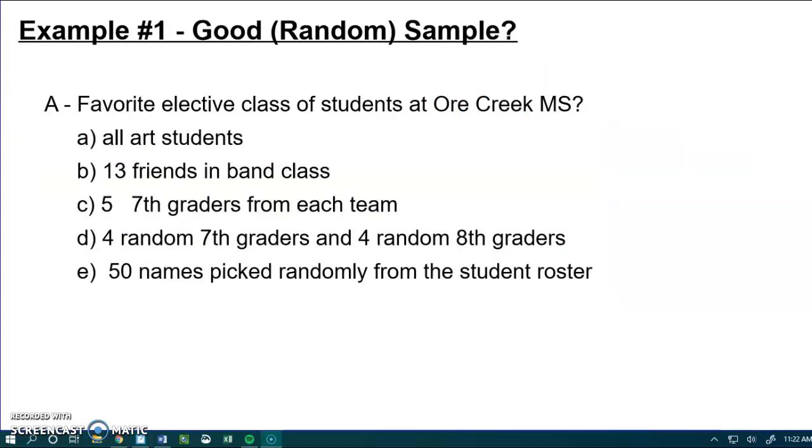Okay, so here you have 5 choices, and I want you to think about each of these 5 choices and pick the best sample, okay? So, let's say you wanted to find out what the favorite elective class is of all the students at Orr Creek Middle School. And you don't have time to talk to everybody, so which of these would make the best sample? So read through them for a second.